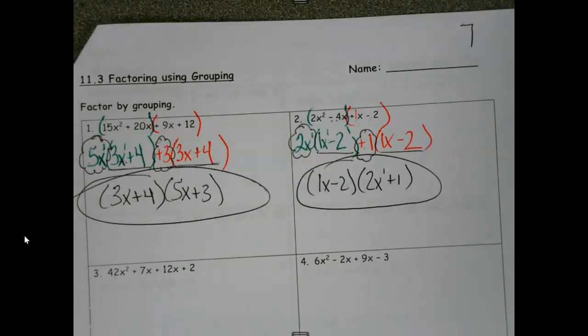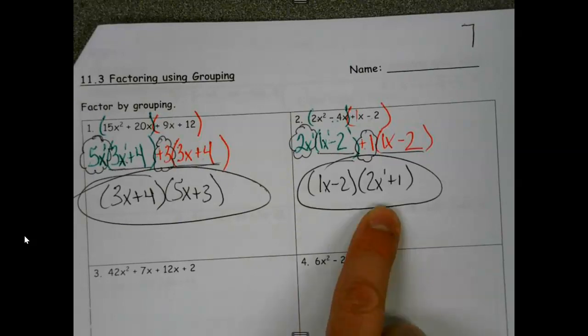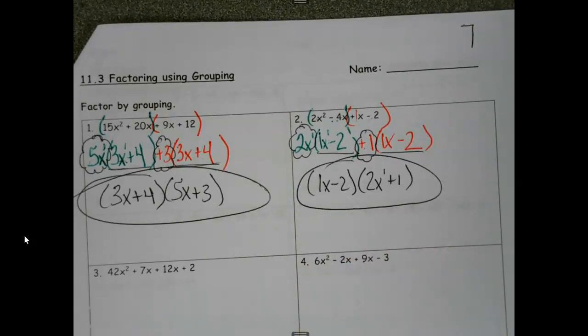Wait, does it matter if we accidentally put the numbers inside first? Oh, no, that's fine. If you had the 2x plus 1 first and the x minus 2 second, that's absolutely fine. It's the exact same thing. As long as you got both sets of parentheses, the order of the sets does not matter. So that's, again, when we're just grouping, we keep playing those through, seeing how it works.